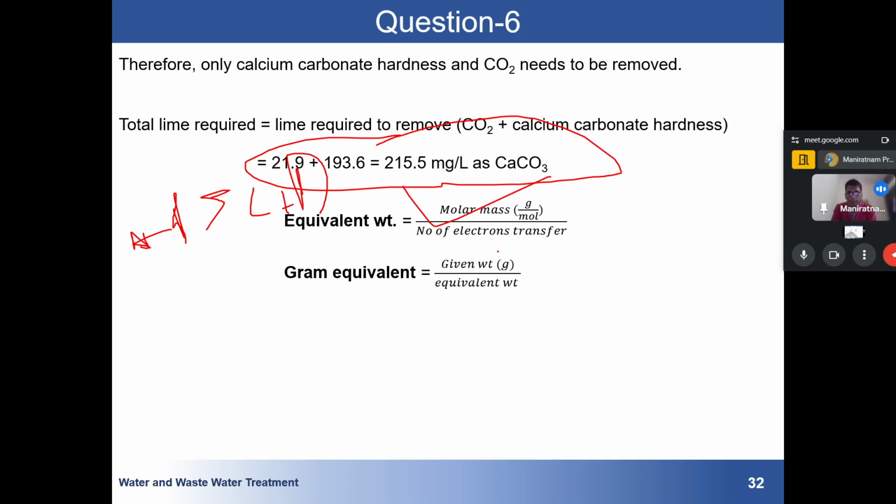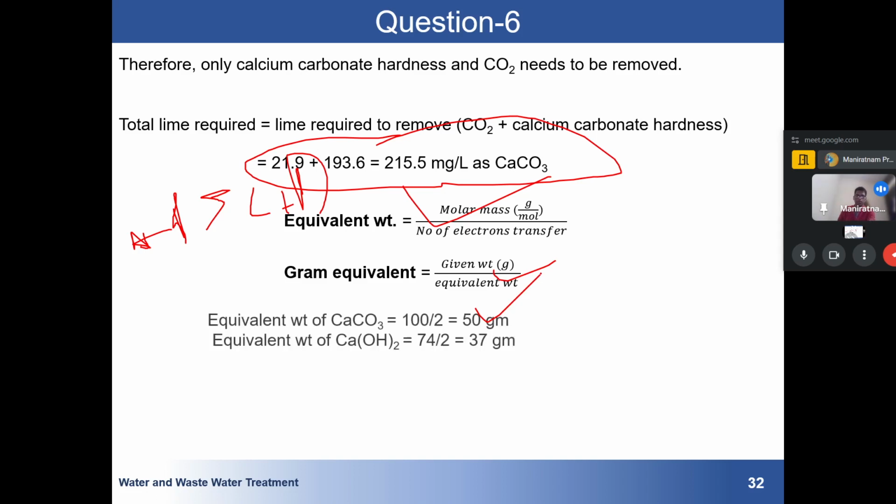And we know that equivalent weight is given by molar mass divided by number of electron transfer, and gram equivalent is given by given weight divided by equivalent weight. So the equivalent weight of CaCO3 is 40 plus 12 plus 48, which is 100, divided by 2, because formation of calcium carbonate requires exchange of two electrons. So that will be 50 gram, and similarly the equivalent weight of calcium hydroxide will be 74 divided by 2, which is 37.